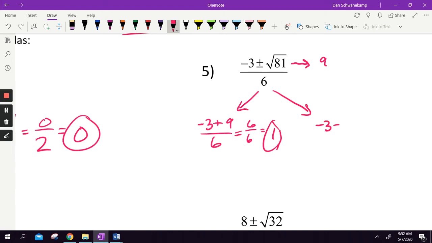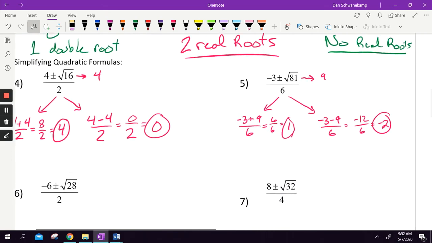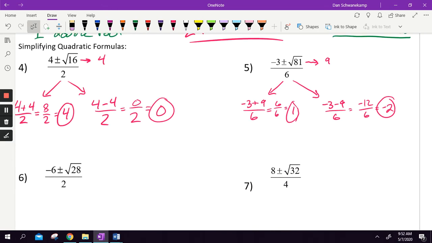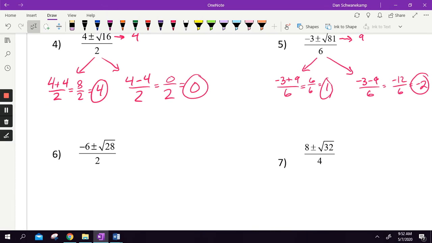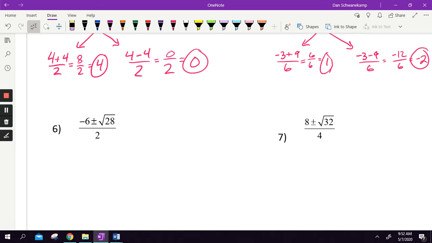Then we could go negative 3 minus 9 divided by 6. That would be negative 12 divided by 6. Oh, that is negative 2. There's my second answer. And we're always going to get 2 answers from a quadratic, or two solutions. They might not always be real solutions.